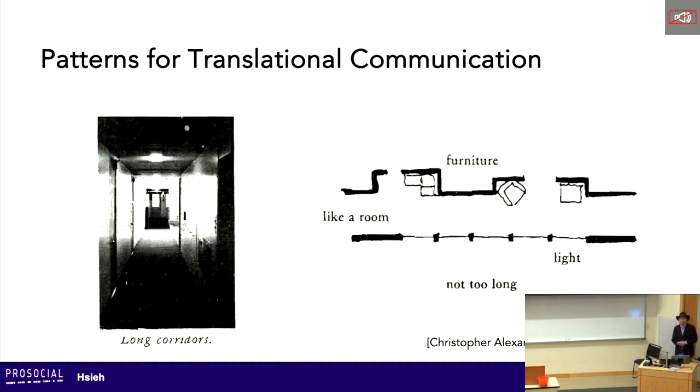So imagine you're doing some architectural space design, and you're trying to think about what should I do with these long corridors, right? How do I make them more lively? And so here's a pattern, right? Make sure it's not too long, and also make sure that there's sufficient lighting, potentially create these alcoves, spaces with furniture in them so that people can gather, so that there's more interaction in the space.